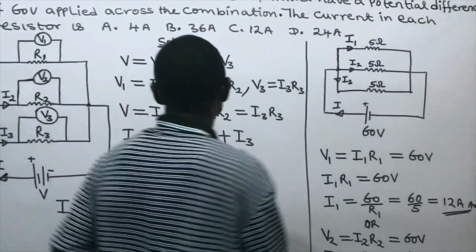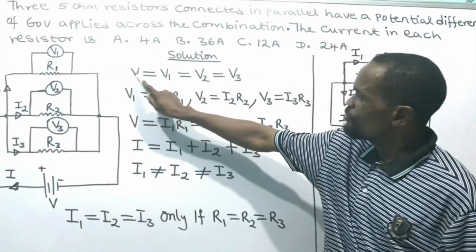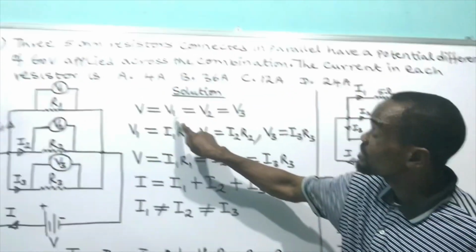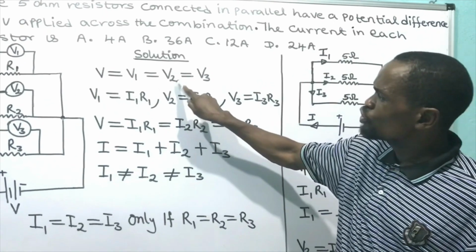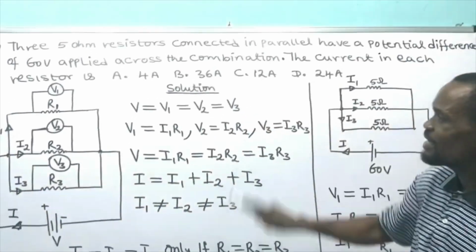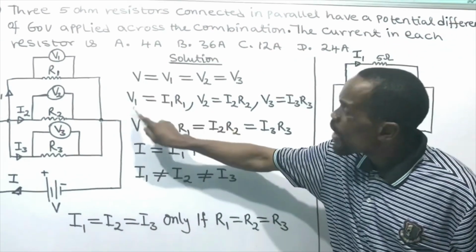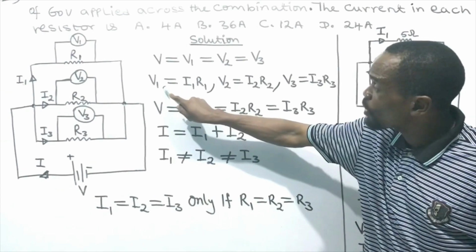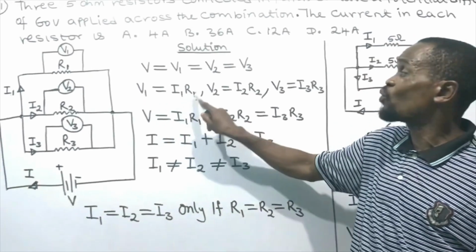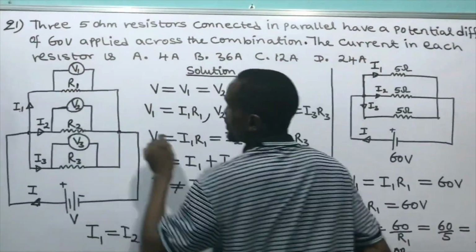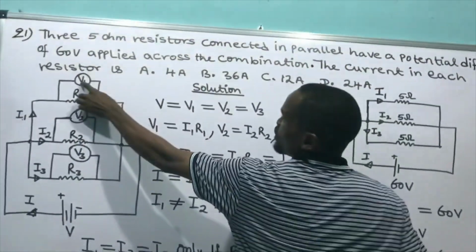Come over here, I noted this to you. V, which is the voltage supply, is equal to the voltage drop across resistance 1, and is equal to the voltage drop across resistance 2, and equals the voltage drop across resistance 3. And I come back to tell you why the voltage drop across resistance 1 is equal to resistance 1 times current 1. Look at it: this current times this resistance will give you the voltage drop. This is what this voltmeter will read.